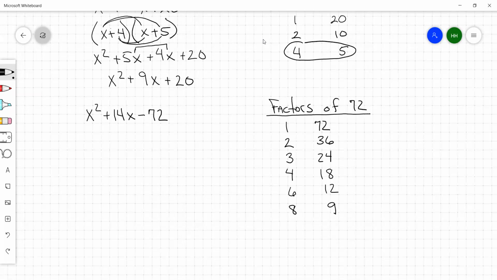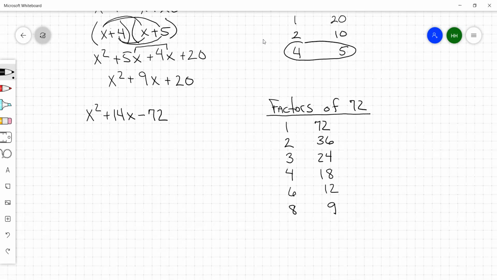Now, you're looking for a combination of these numbers. Now, this gets a little bit more tricky because you need to multiply to negative 72, don't you? One of your factors has to be negative, okay? Because a positive times a negative is the only way to get a negative. And when you combine those two factors, they've got to add up to positive 14.